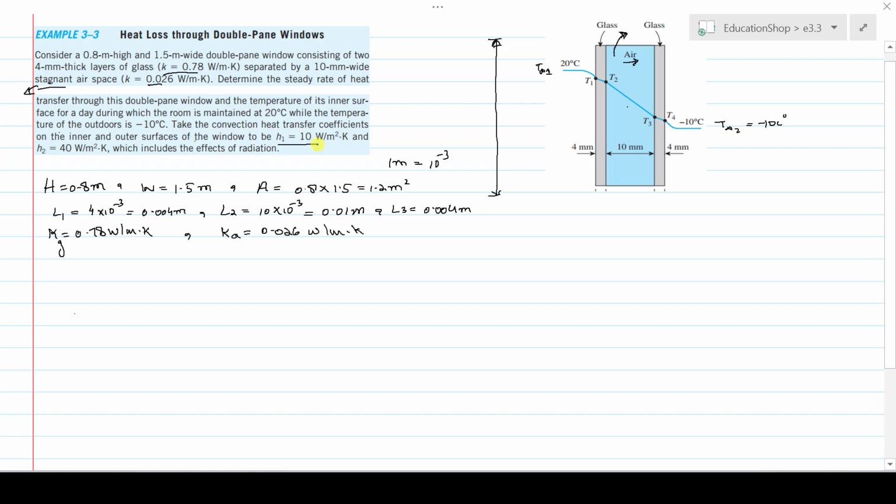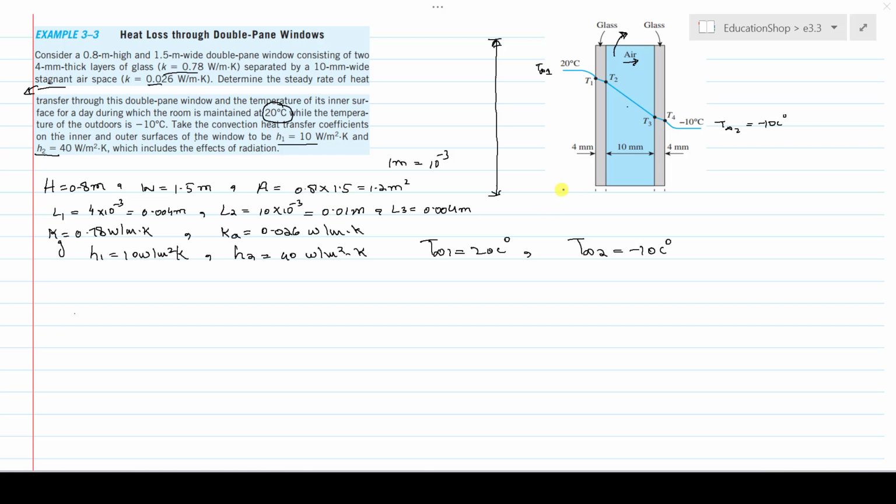Convection heat transfer coefficient at the inside of the double pane window is h1. The convection heat transfer coefficient at the outside of the double pane window is h2. The inside temperature of the double pane window is T infinity 1, it is 20 centigrade, and the outside temperature of the window is -10 centigrade. Let me write the thermal resistance network diagram for this double pane window.